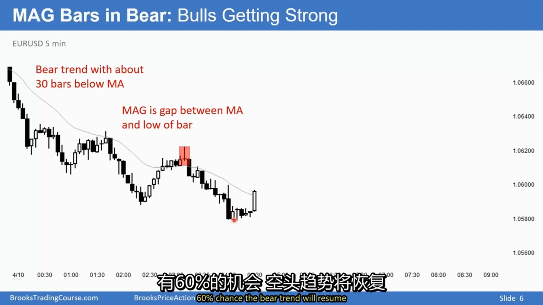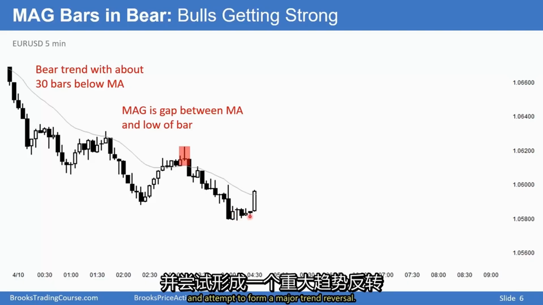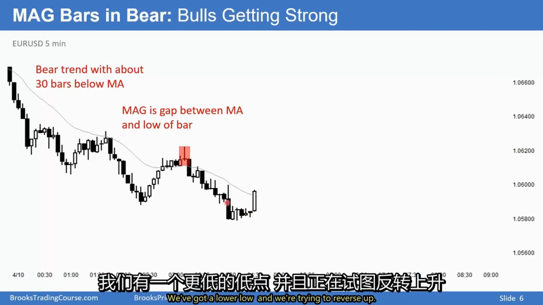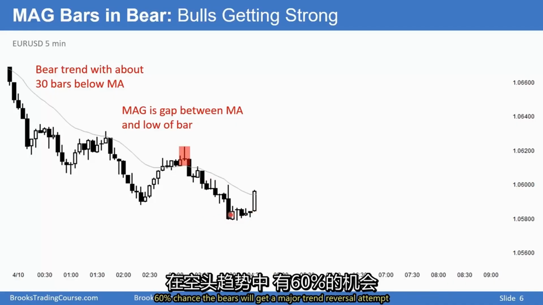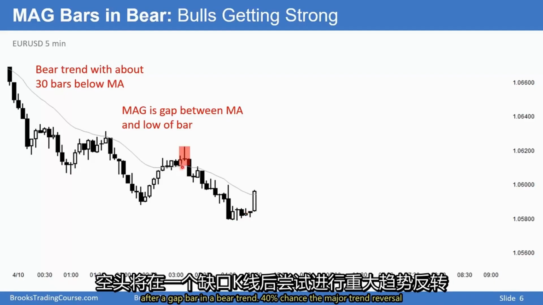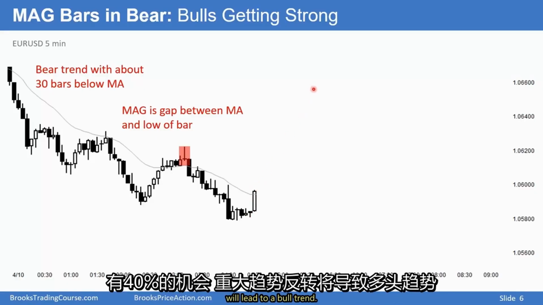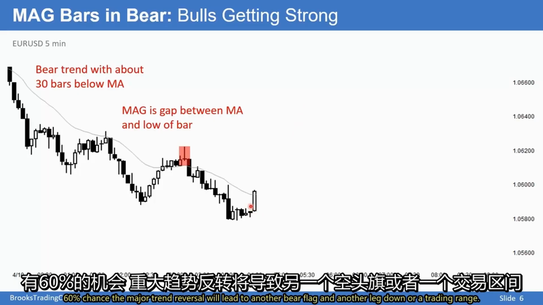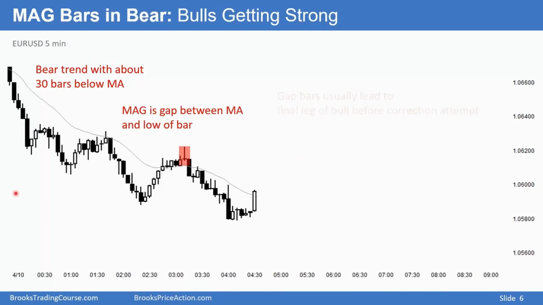60% chance the bear trend will resume and attempt to form a major trend reversal. We got a lower low and we're trying to reverse up. 60% chance the bulls will get a major trend reversal attempt after a gap bar in a bear trend. 40% chance the major trend reversal will lead to a bull trend. 60% chance the major trend reversal will lead to another bear flag and another leg down or a trading range.